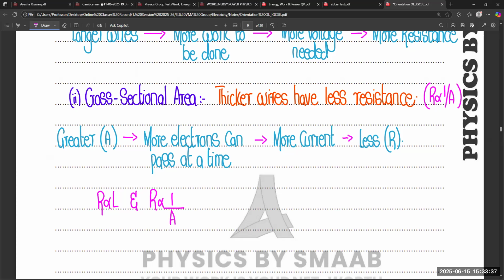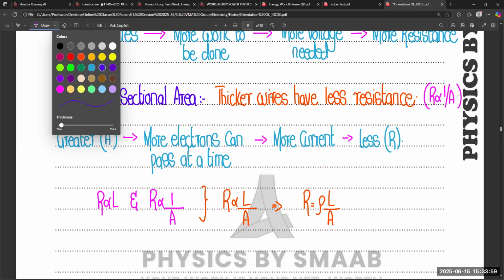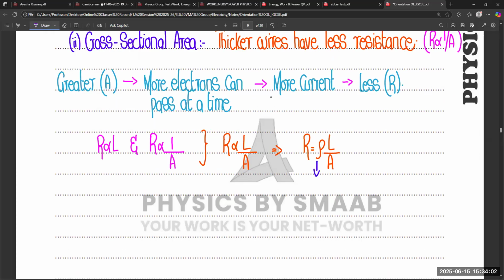So if we combine these two relations, it will be equal to L upon A. And when we remove the proportionality sign, we get one constant value, which is the concept of resistivity. This symbol represents resistivity. Resistivity means it depends upon the material.